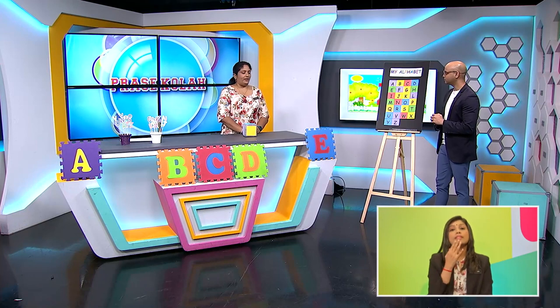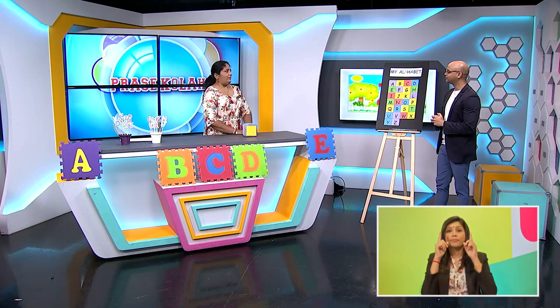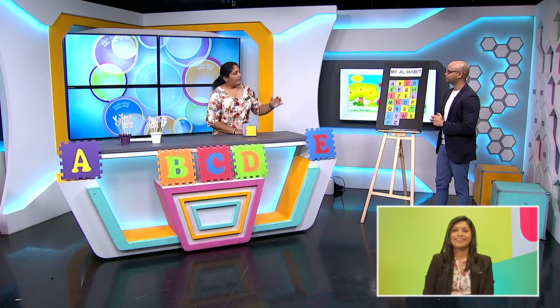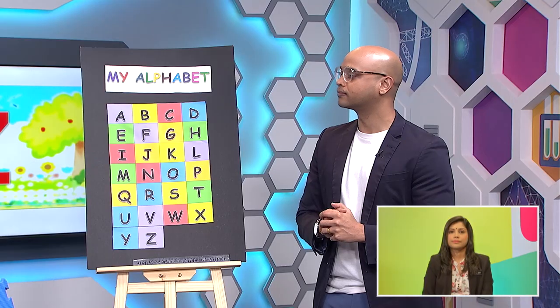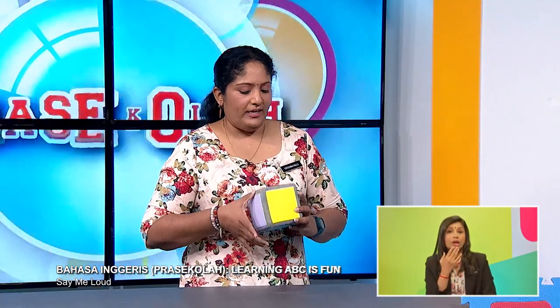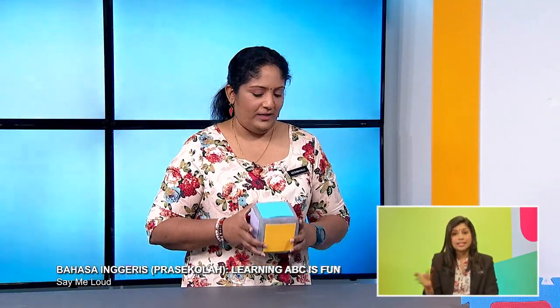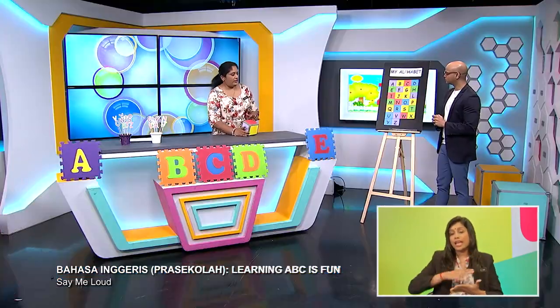Okay, now, can you see the chart beside you? Oh, yes. Okay, we are going to play a game now. The letters in the chart are in different colors, right? Yes. And I have a dice here also in 6 different colors. I'm going to throw the dice and you have to see what color is faced up and you have to say all the letters with this color.